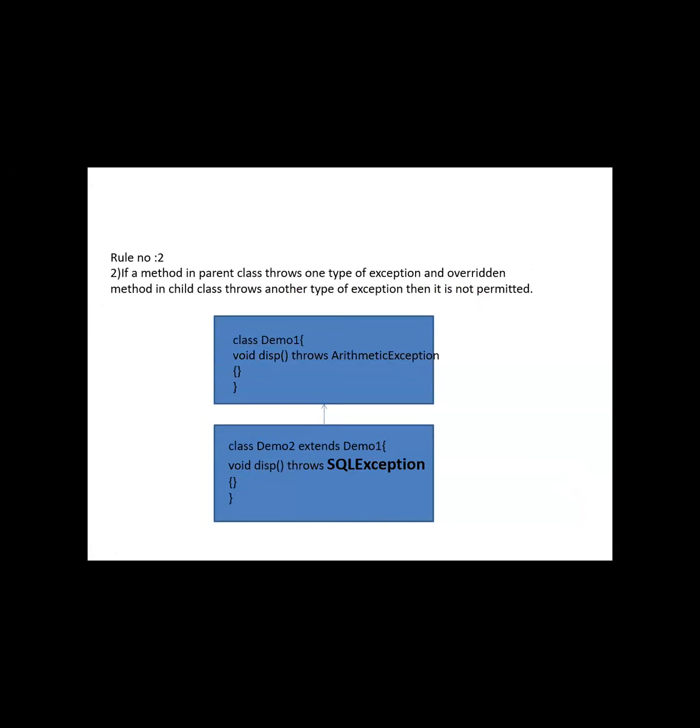If a method in parent class throws one type of exception and overridden method in child class throws another type of exception, then it is not permitted, like this. Okay, here I have taken this example. Diagram became wrong, I believe. Okay, then it is not permitted.